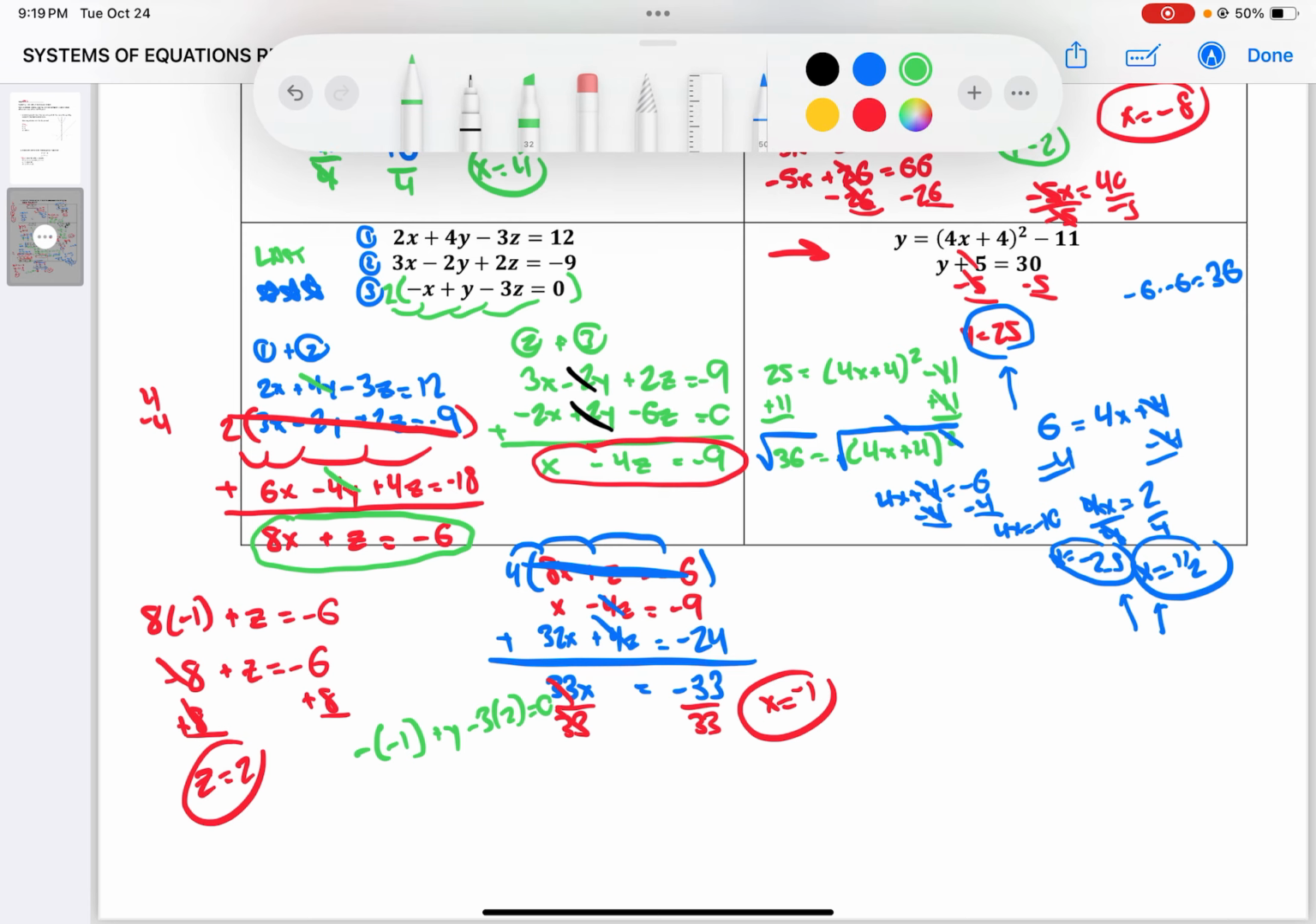So negative x is 1, plus y. Negative 3 times 2 is negative 6, equals 0. Negative 6 plus 1 is negative 5, equals 0. And I add 5 to both sides. And that is all that she wrote. X is negative 1, y is 5, and z is 2. And this very long, arduous system has been decimated.